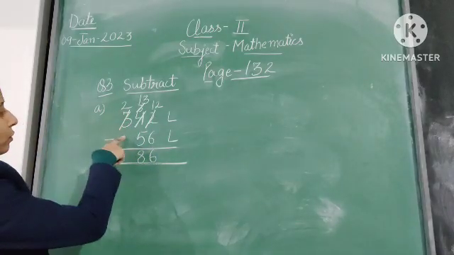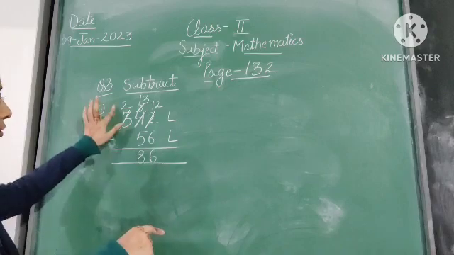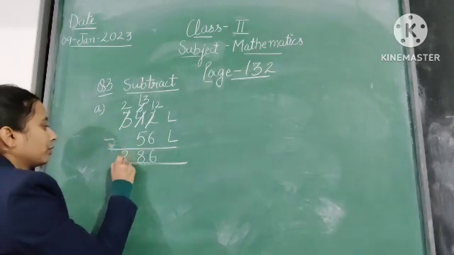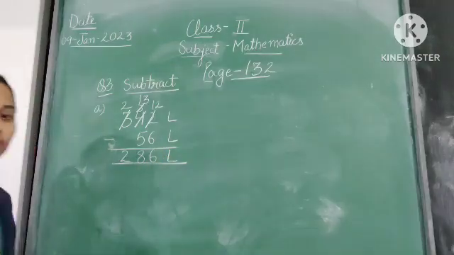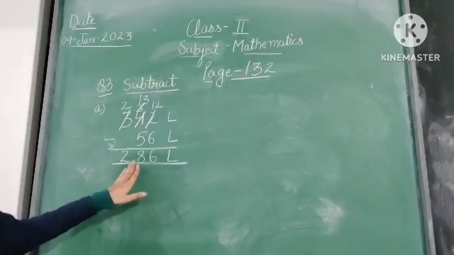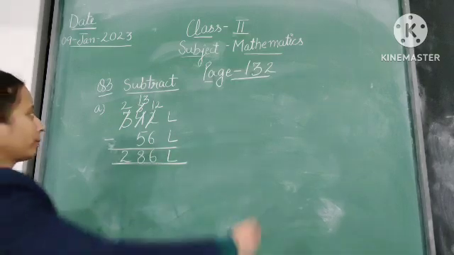Here we have 2 and no other number here. So 2 will come as it is. And we will write down the unit, liters. So the answer we get here is 286 liters.